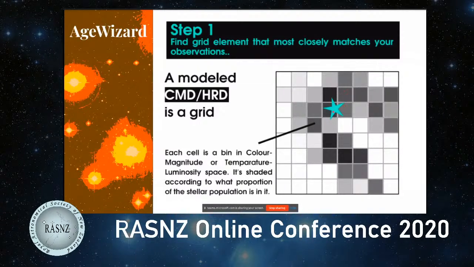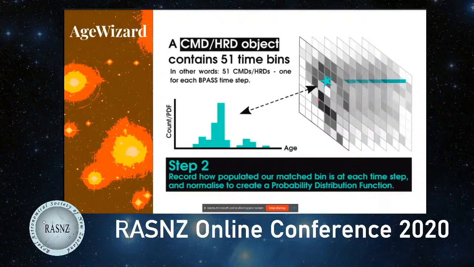So what we can do is take our observation, put it on that grid, and figure out what cell it falls on. So it would be this one in this case. Then when we've done that, we can have a look at all of the time bins in BPASS and see how the number in that square evolves over time. When we record that and normalize it, we get a probability distribution function of the age. It tells us the probability that this star, or this location in the HR diagram, has a particular age.